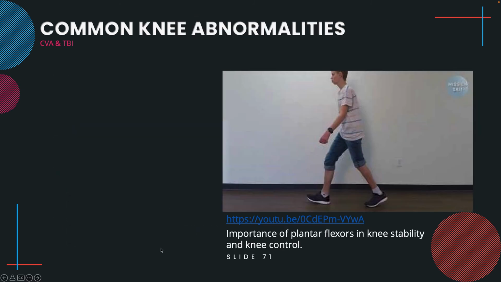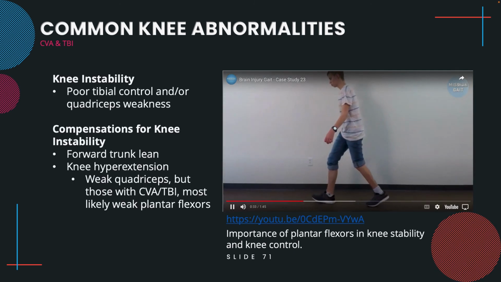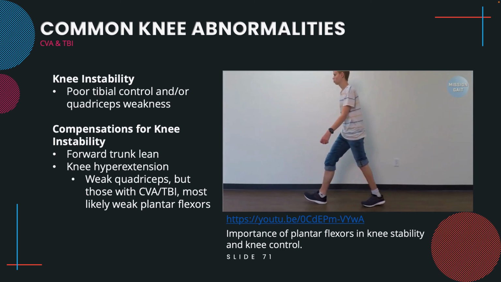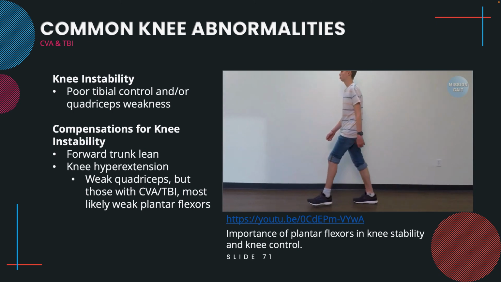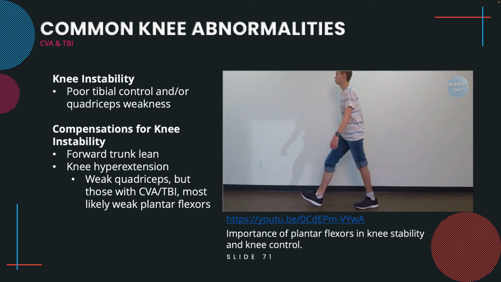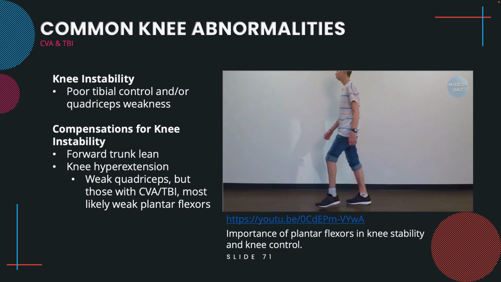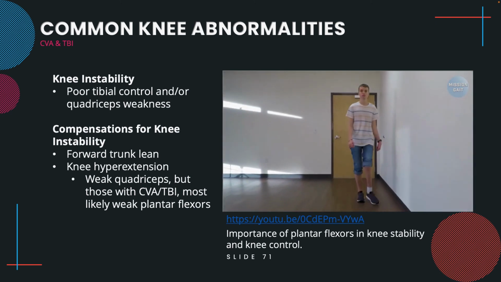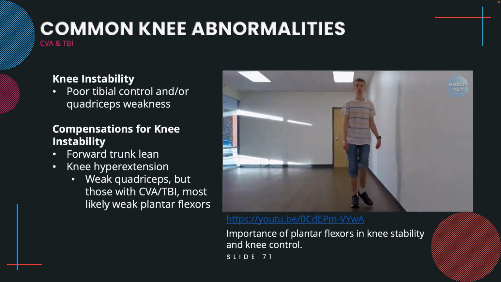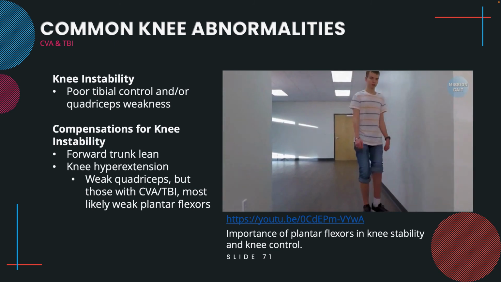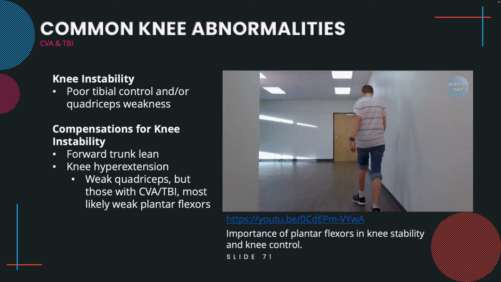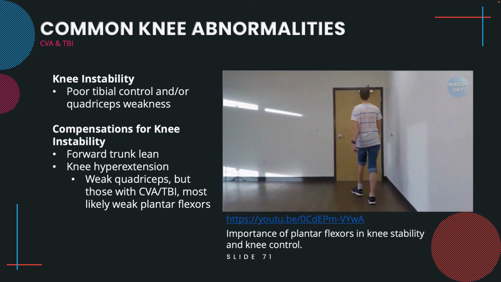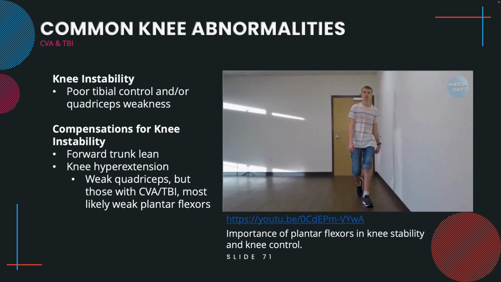So moving on to the knee. So common things that you see at the knee is instability, and so poor tibial control or quadriceps weakness. A lot of different things can contribute to poor knee control, including plantar flexors, quadriceps, or sensation. And you'll see some common compensations. And so you might have a forward trunk lean that places our center of mass in front of the knee. And so that creates an extension moment at the knee.